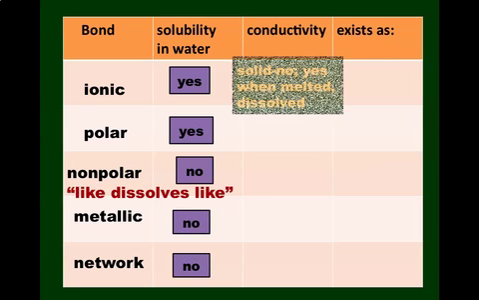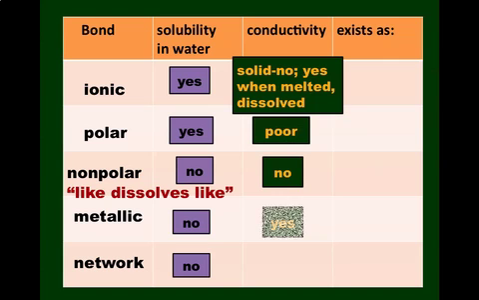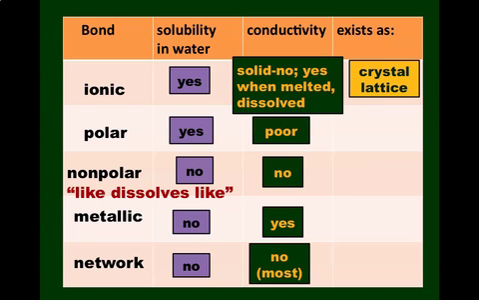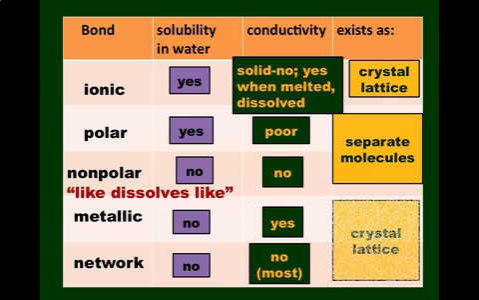Okay, do they conduct? Ionic, no if they're solid, but yes if they become melted, which means they're a liquid, or if they're dissolved in water. Polar is going to be poor. Nonpolar, it's not going to conduct. Metallic, yes it will. Those are metals, they like to conduct. And network, no for the most part. Ionic exists as a crystal lattice, which means an orderly structure. Polar and nonpolar, all covalent, is just separate molecules. Metallic and network are also crystal lattices.